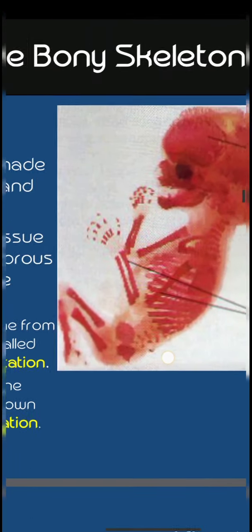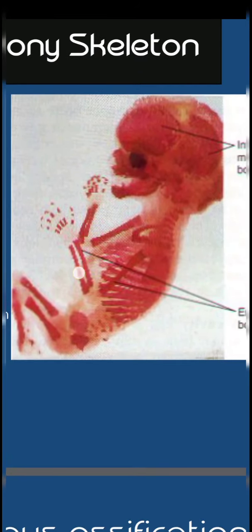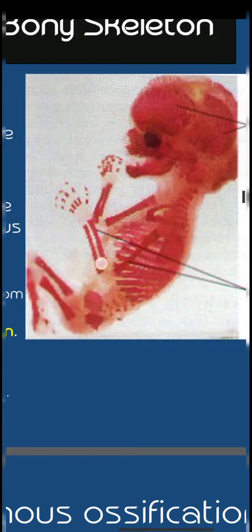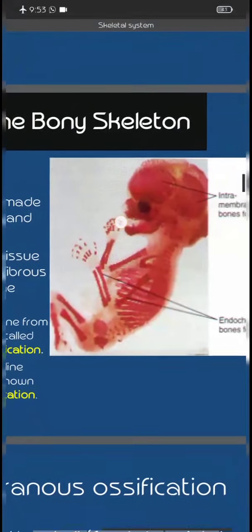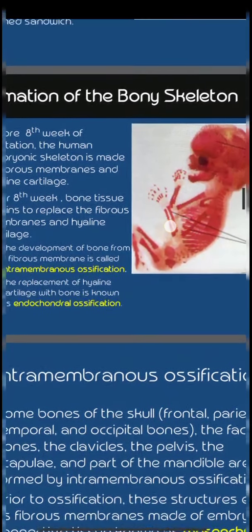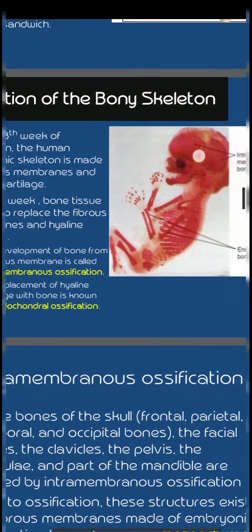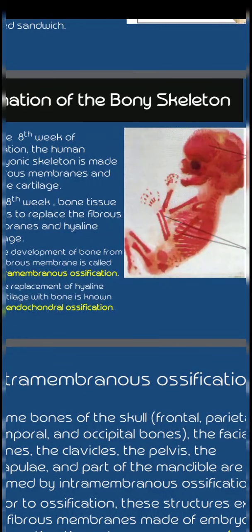Here we can see a fetus. We can see the dark red structures, which are hyaline cartilage structures. These are basically the blueprints where the bones would form. The hyaline cartilage blueprints form bones via endochondral ossification, whereas the mesenchyme forms the flat bones via intramembranous ossification. So there are two different methods through which a bone is formed.